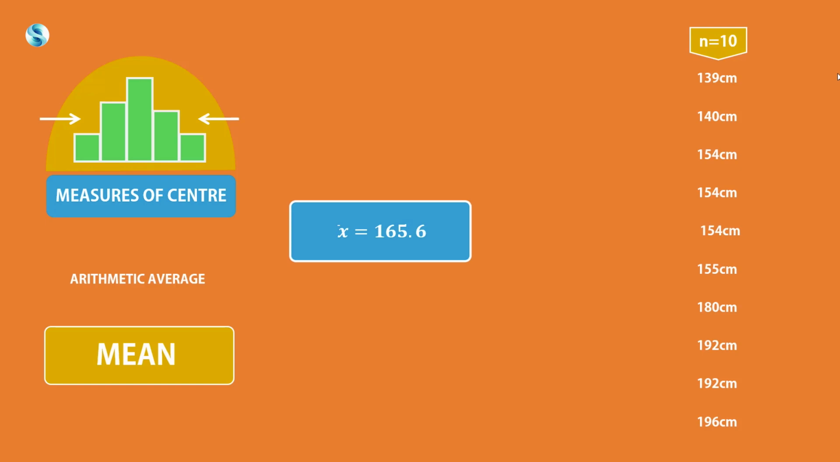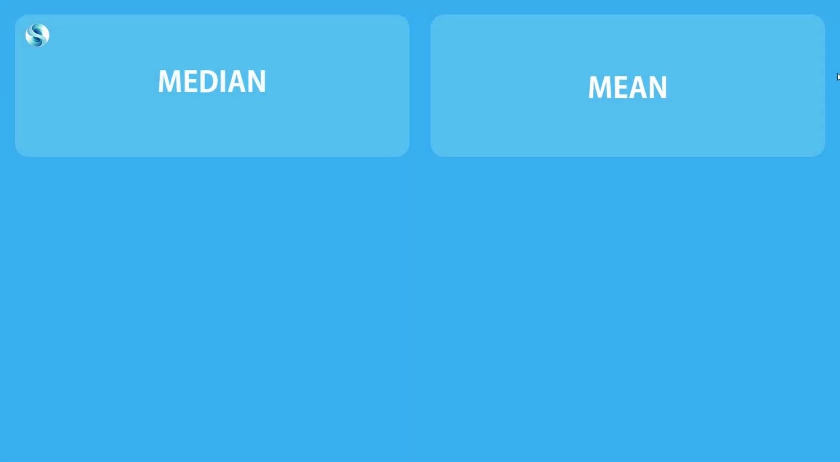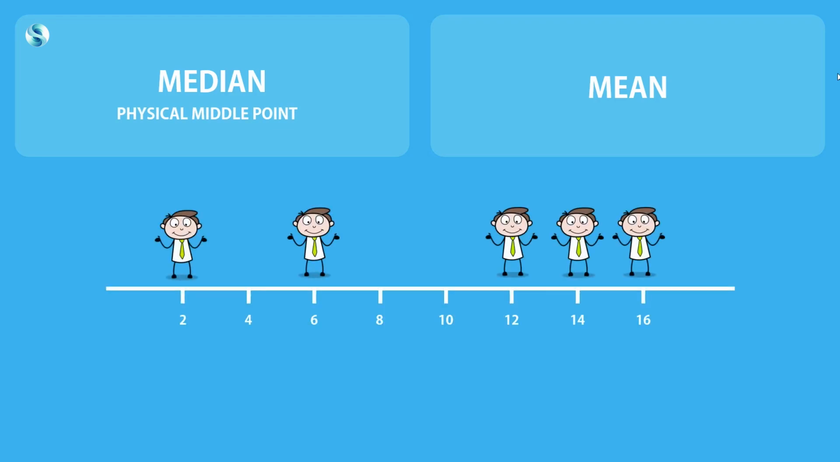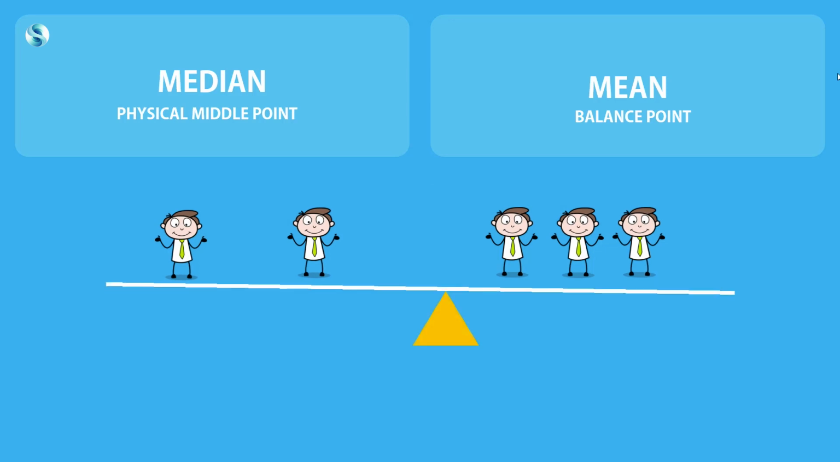Let's quickly compare the median and the mean. Both of these are measures of center, but they measure center in a different way. The median refers to the physical middle point. So for this dataset, the median would be equal to 12. Now the mean can be thought of as the balancing point. For this dataset, if you calculate the mean, you would get a value of 10. If these people were of equal weights, this is the position in which a seesaw would be balanced.